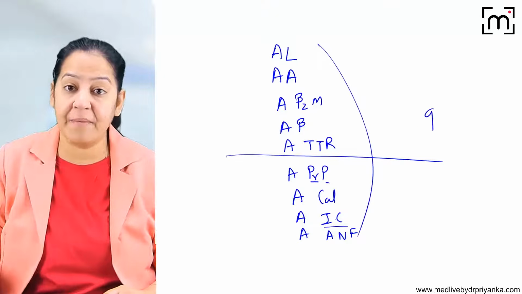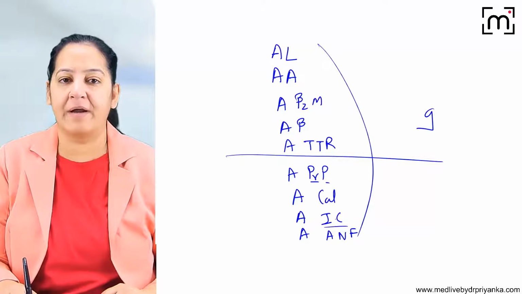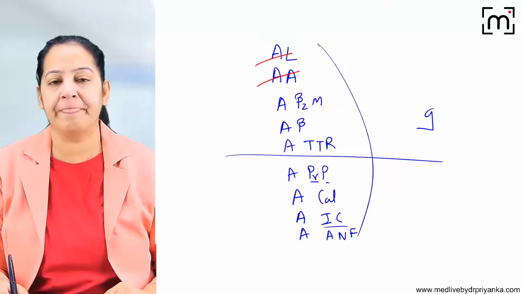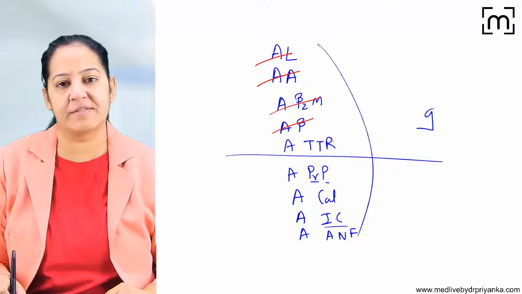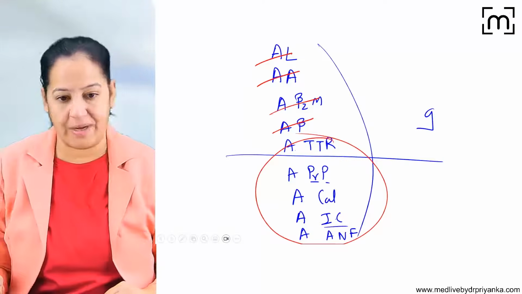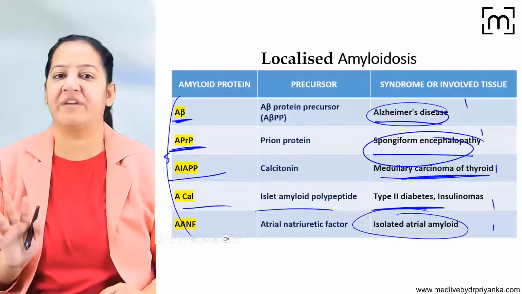So total 9 types of amyloid are there, out of which 4 are systemic. This one, and I guess this one and this one. These 2 are systemic, and these 5 are localized. Here the amyloid gets deposited in one organ. So this is the classification we have seen.